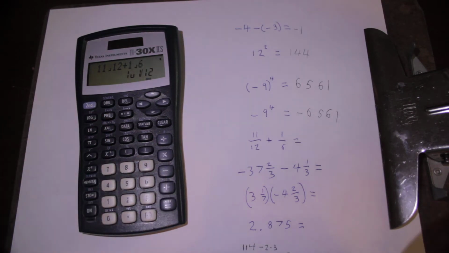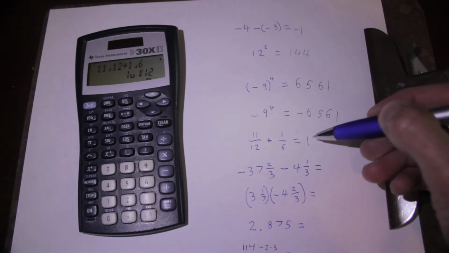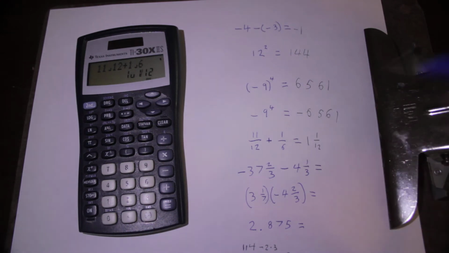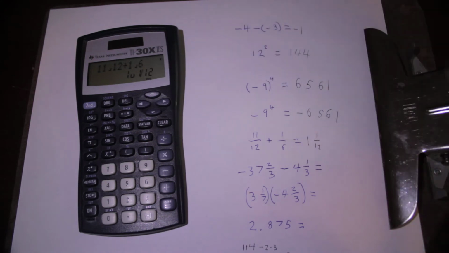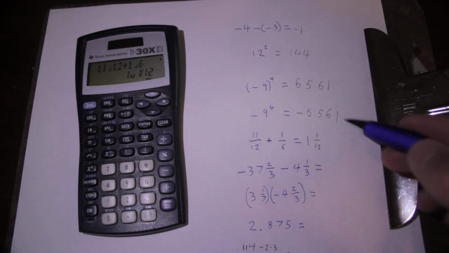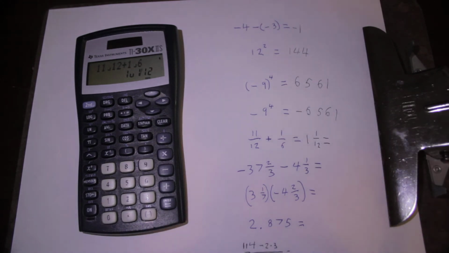Enter. The calculator tells you that weird symbol, which means 1 and 1/12. So when you see that 1 with a little U shape, 1/12, that's a way of writing a mixed number, 1 and 1/12. But what if you wanted this as an improper fraction instead?